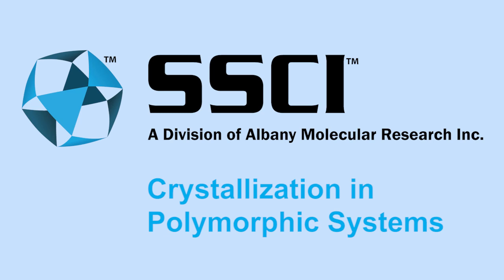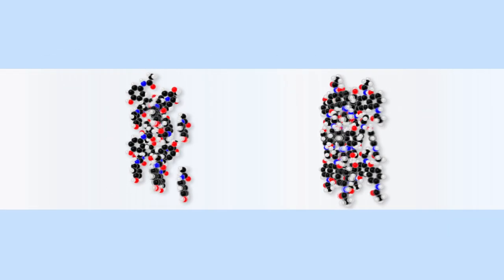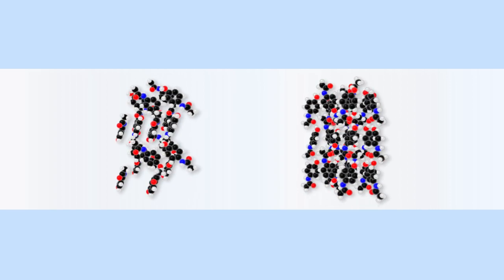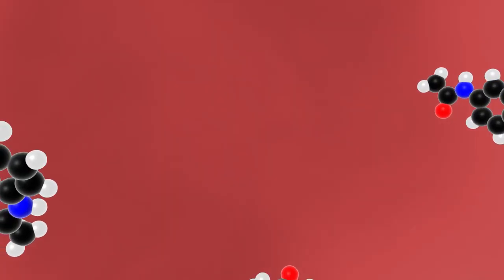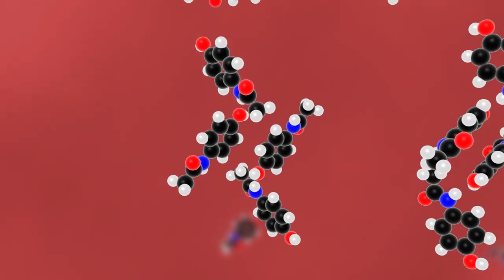Polymorphism is the ability of a compound to exist in more than one form or crystal structure. Different polymorphs can each display very different properties, including bioavailability, hygroscopicity, and stability. How molecules are arranged in the solid state and the properties of these new forms are unpredictable.